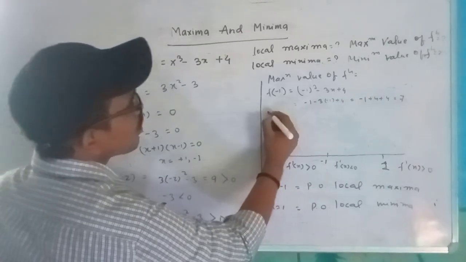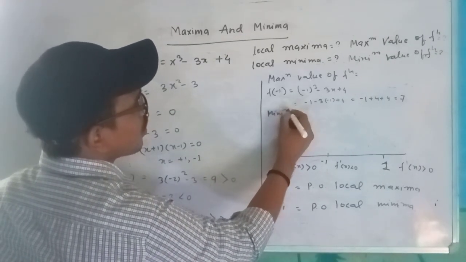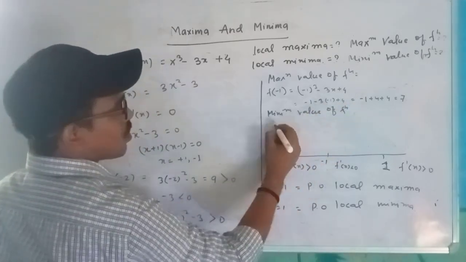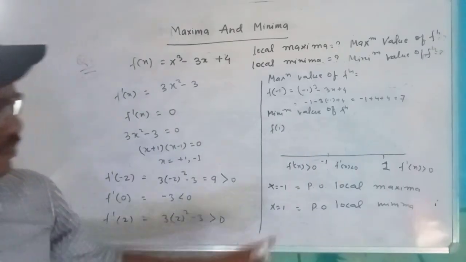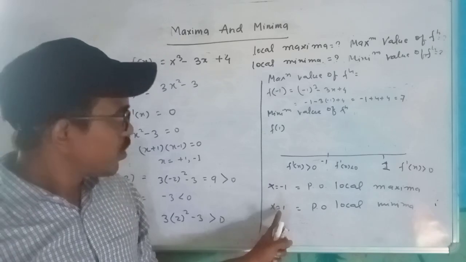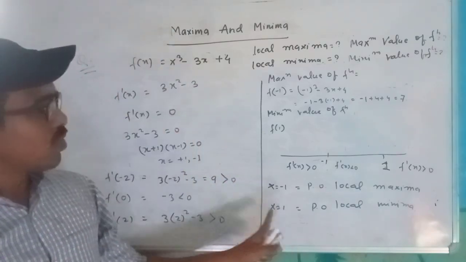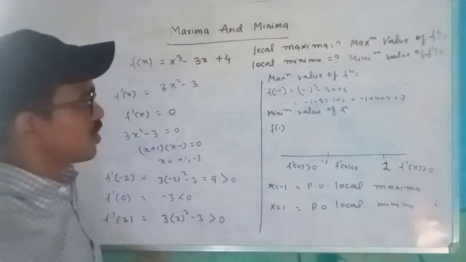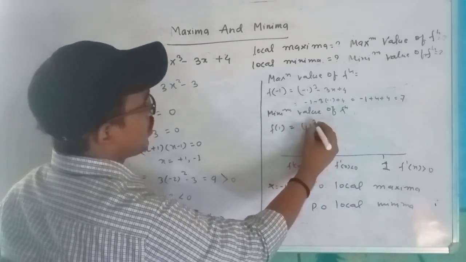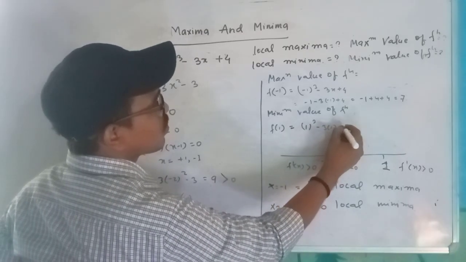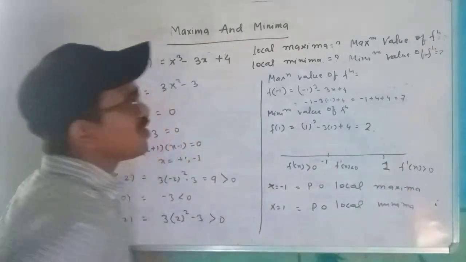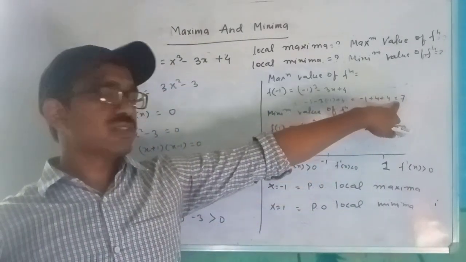Now let's find the minimum value of the function. It is f of 1, because at x is equal to 1 we have the local minimum. So it is 1 cubed minus 3 into 1 plus 4, which comes down to be 2. So the minimum value of the function is 2 and the maximum value of the function is 6.